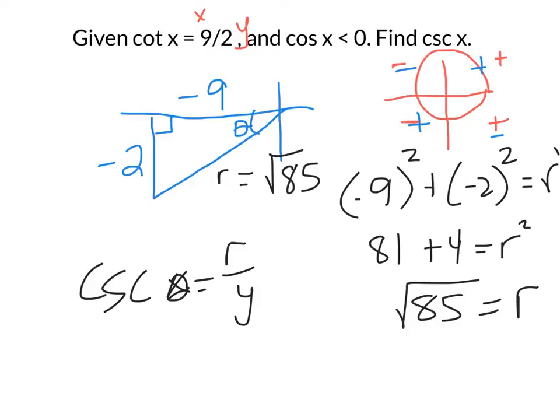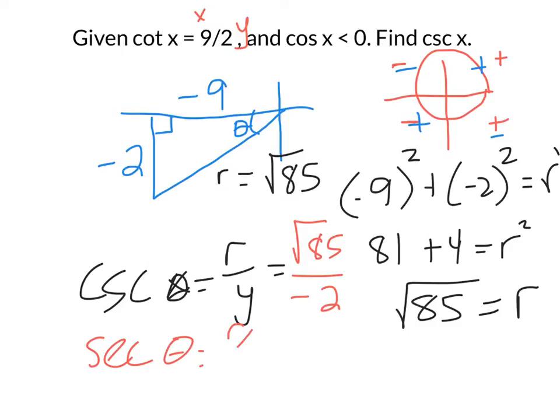Anyway, cosecant is r over y. So in this case, the radius is root 85, and your y value is negative 2. So root 85 over negative 2 is the cosecant value. The secant value will also be negative. So let's do that one. Secant value, which is r over x, root 85 over negative 9.